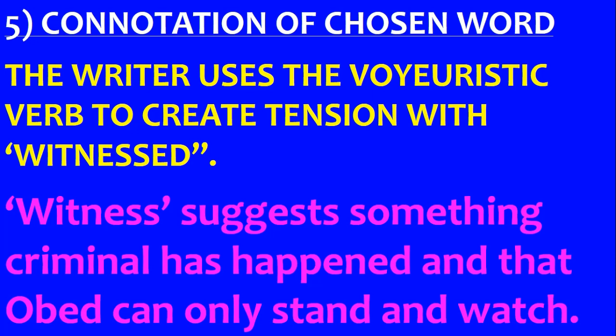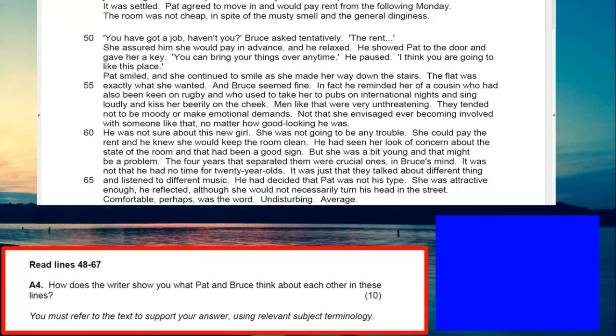So the one we looked at a minute ago, with the man witnessing a crime, we could say the writer uses the verb to create tension with witnessed, and then why does witness create tension? Well, witness suggests something criminal has happened and that Obed can only stand and watch. So all I'm doing is saying why that verb, why that word witness, what are the connotations, why does that make it tense?